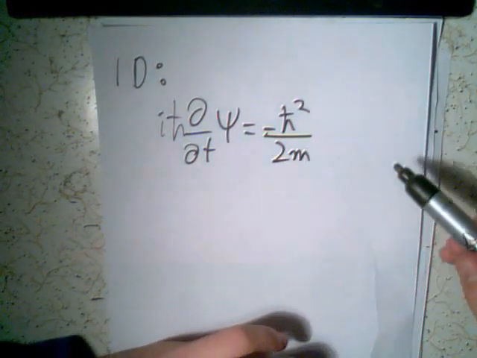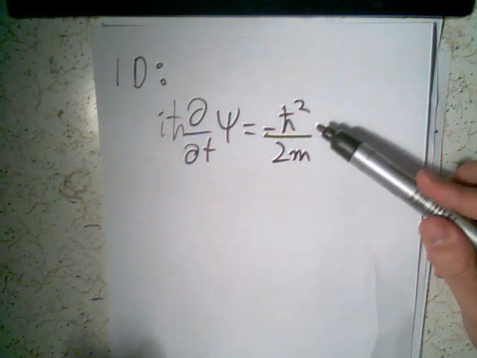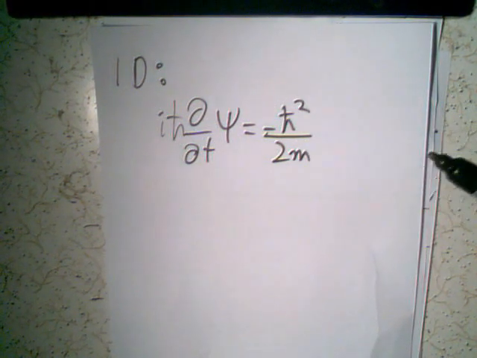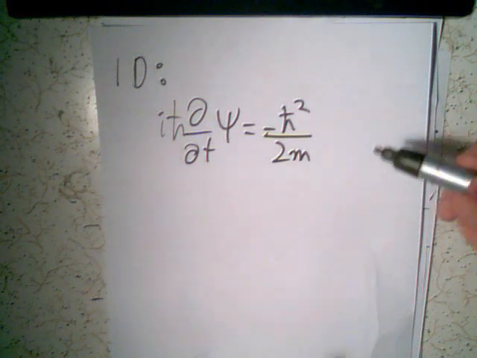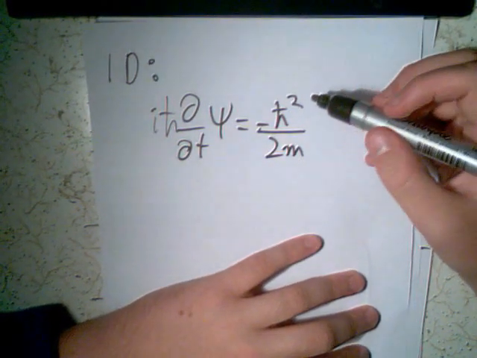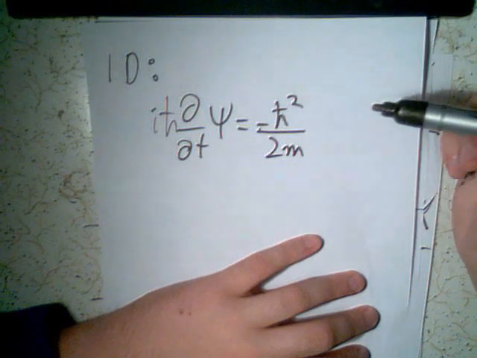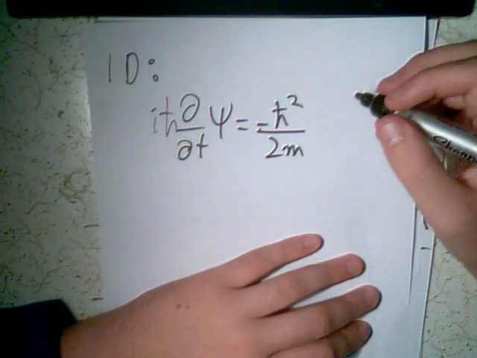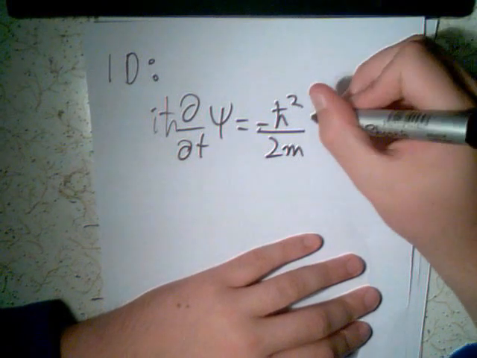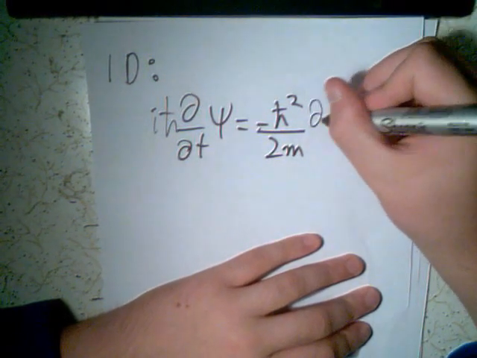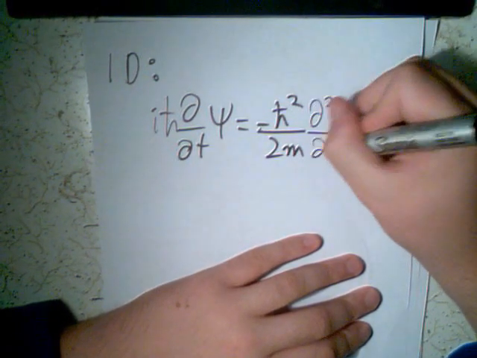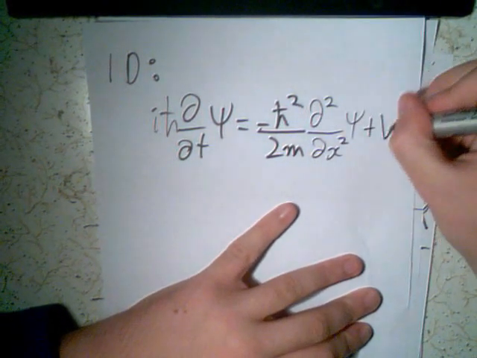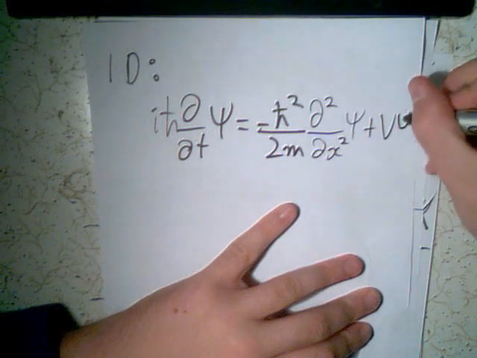This is the part I forgot. H bar squared obviously comes from the momentum. We had negative i h bar, then we're squaring all that, then divided by 2m. The i times i becomes the negative. Even though it's negative i times negative i, it doesn't matter, it's still the same. Times the second derivative with respect to space of psi plus the potential energy times psi.